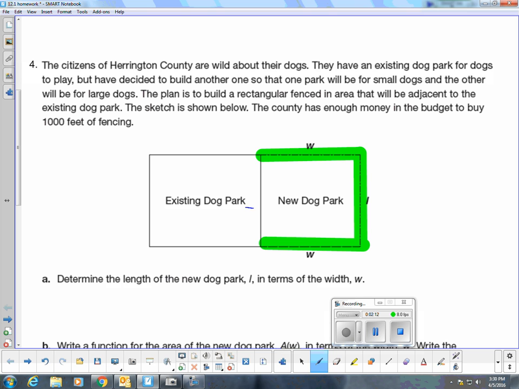This side right here is going to be adjacent to the existing dog park, which already has a fence, so I don't need to place a fence in this region right here. Already has a fence there, so we don't need one. Now, altogether, I have 1,000 feet of fencing to go around these 3 sides.